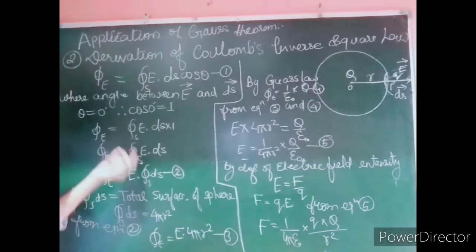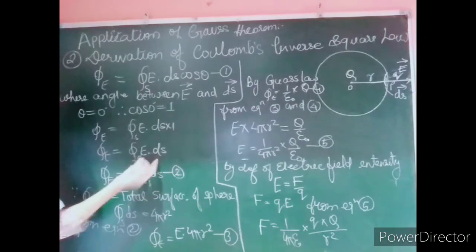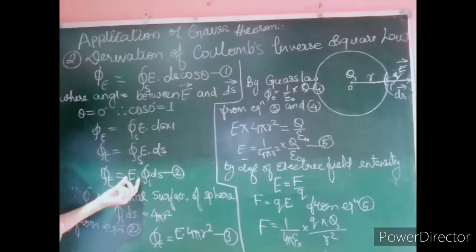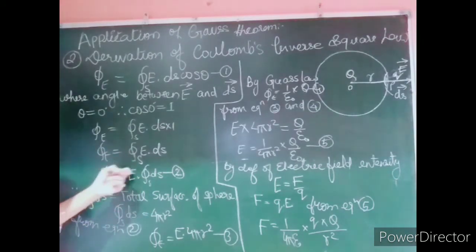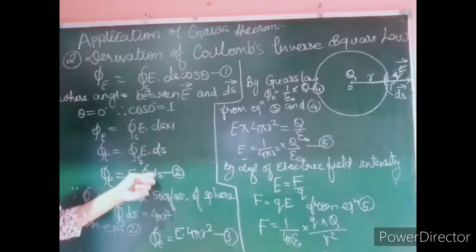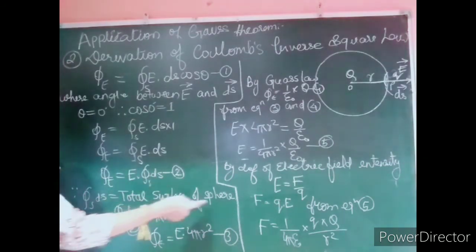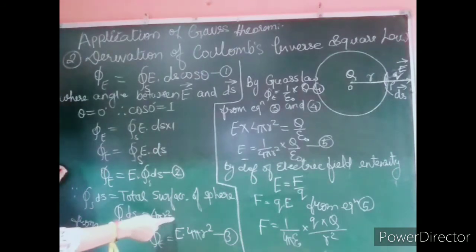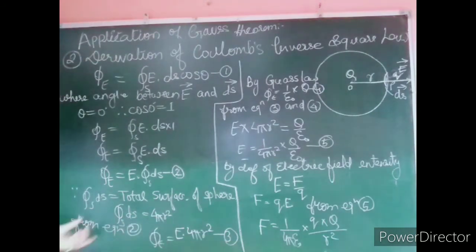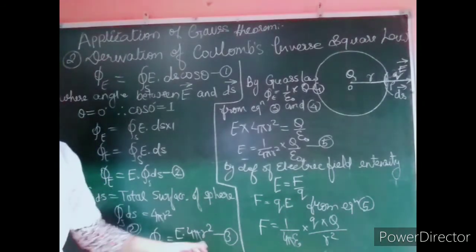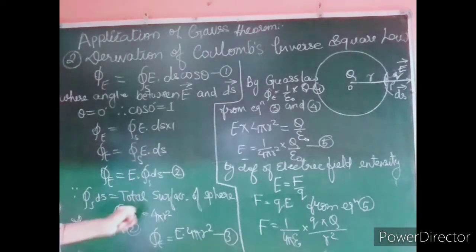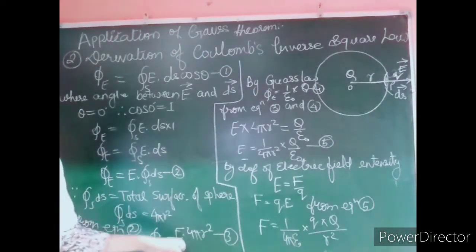Now we have taken a closed surface here, and ds here, and E is in front. Now we got phi E is equal to E into the integral of ds, that is the closed surface area or the total surface area, and the total surface area of a sphere is equal to 4 pi r square. Now from equation 2 we get phi E is equal to E into 4 pi r square, because the integral of ds is equal to 4 pi r square.